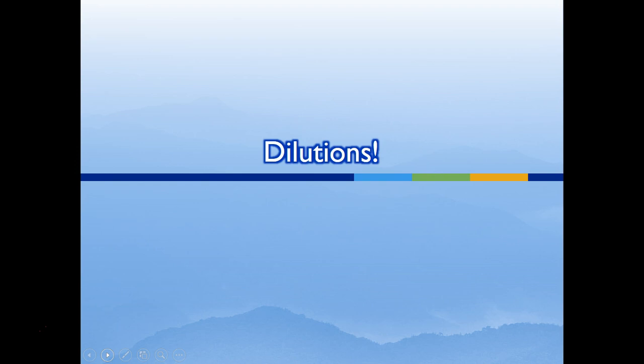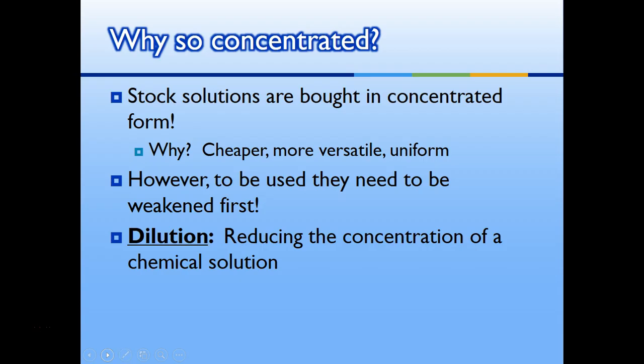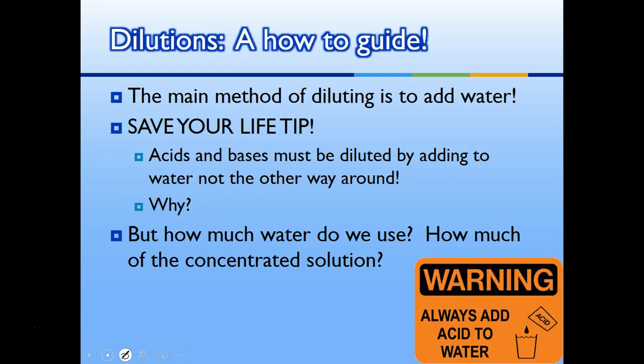This is typically done with acids and bases as we order them in stock solutions, but it could be anything. And basically, we buy them in stock solutions because they're more concentrated, they're a little bit more uniform, and they're cheaper. Plus, they're more versatile. If we buy the concentrated type, I can dilute it down to what I need, as opposed to being stuck with a lower concentration. But you have to weaken it first by diluting it. And basically, dilution is just reducing the concentration of a chemical solution, typically by adding more solvent to it. So the main method for us is going to be add water.